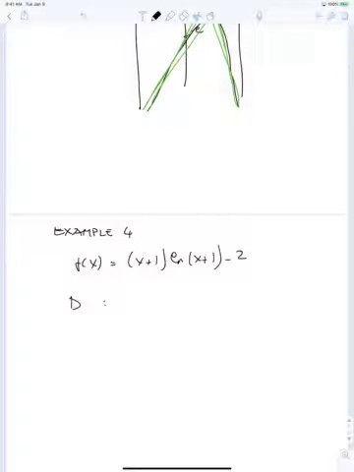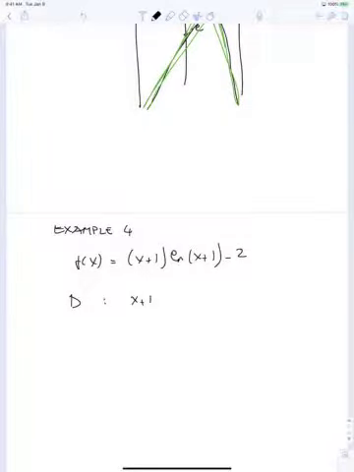Well, the argument of the log has to be positive, so x plus 1 has to be greater than 0, which means that x has to be greater than minus 1. So the domain is the set of real numbers such that x is greater than minus 1.